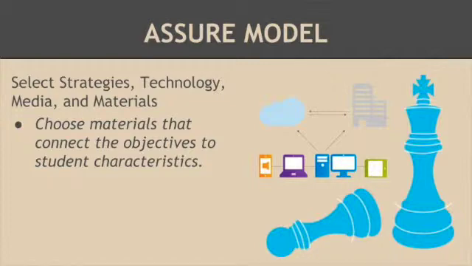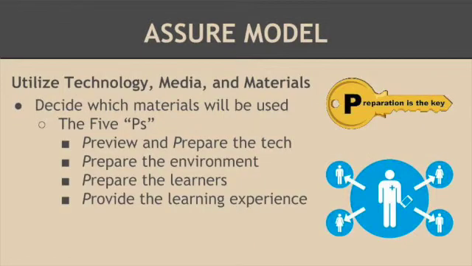The third step in the Assure model is to select strategies, technology, media, and materials. This model works especially well with our challenge because the students are moving to a one-to-one environment, and so integrating technology and media into the everyday learning environment is essential to the 6th grader's success. Choosing strategies according to the Assure model also aligns our lessons with 21st century learning skills such as collaboration, critical thinking, and problem solving. Students will be using these skills on a day-to-day basis in a one-to-one environment.